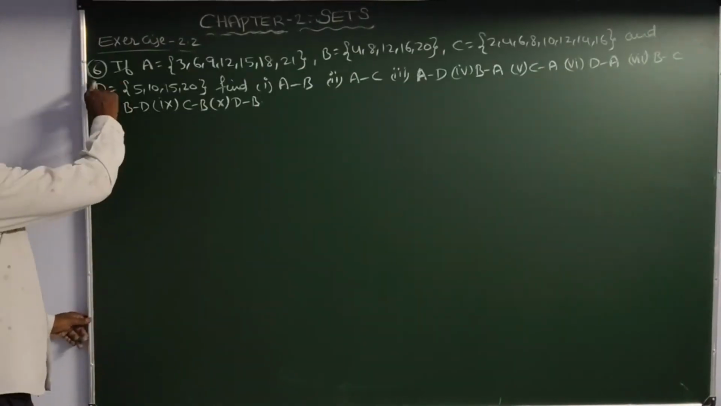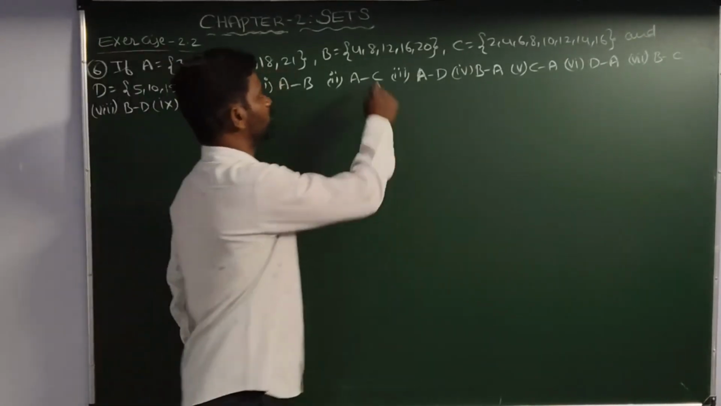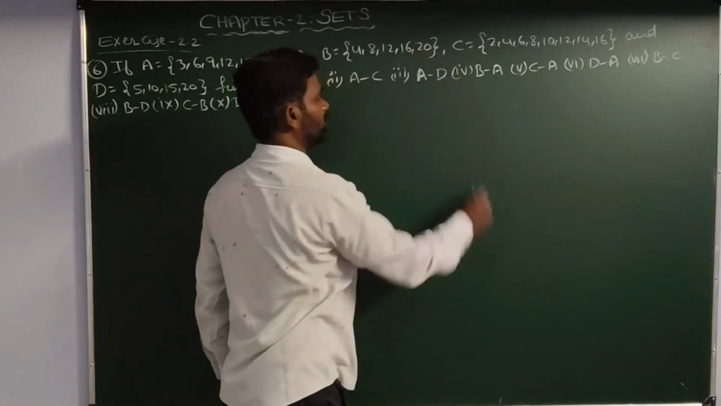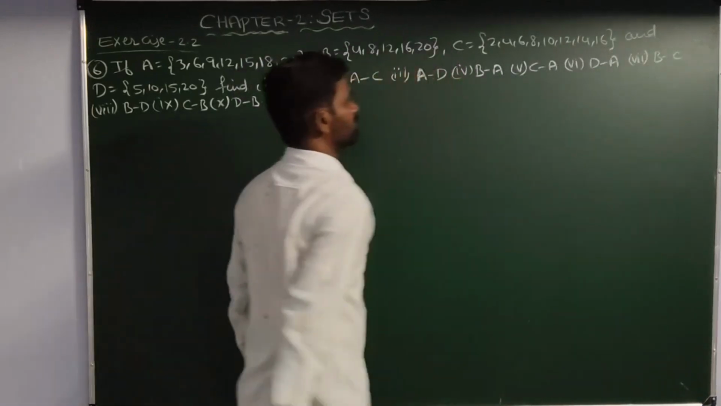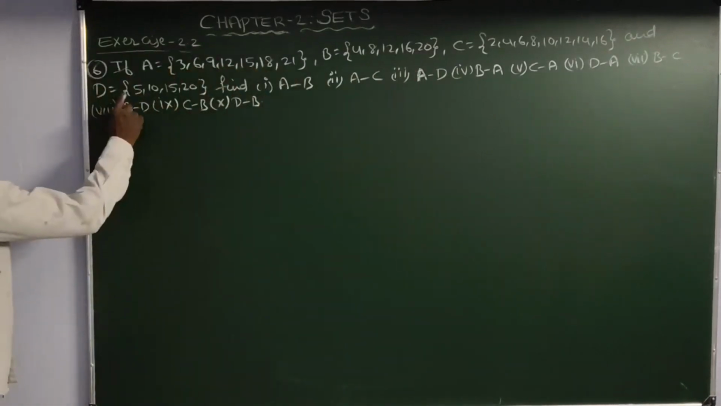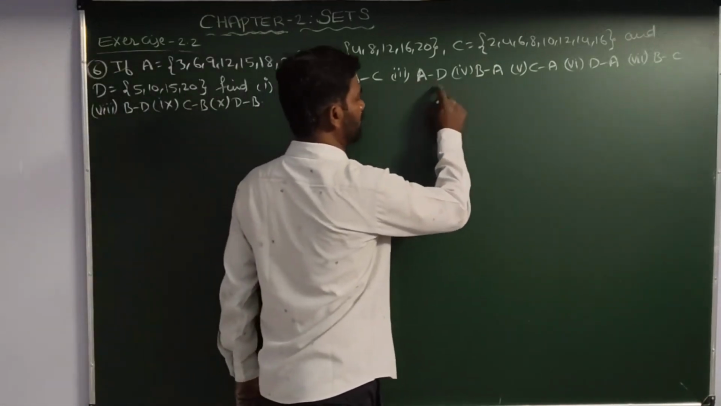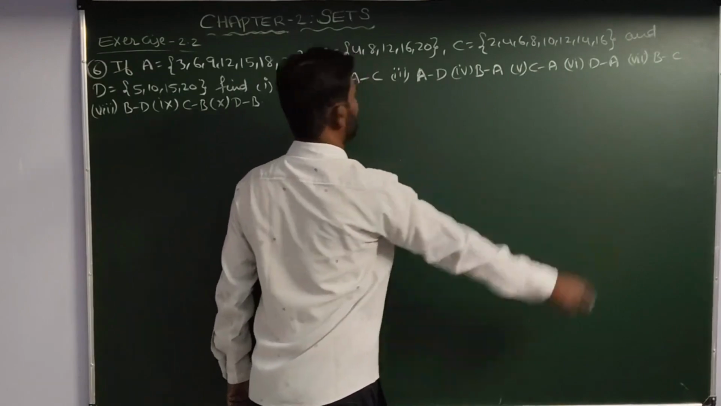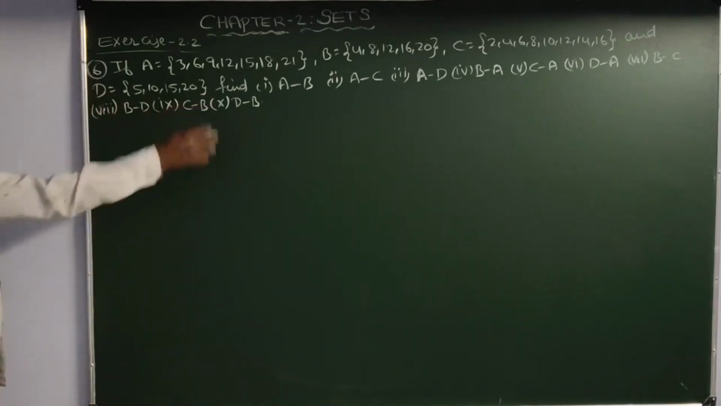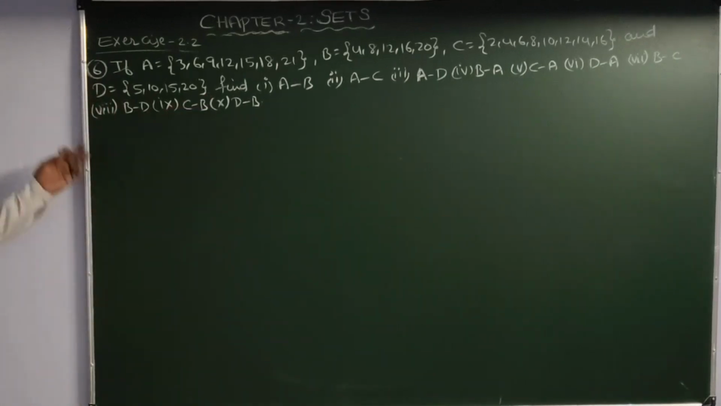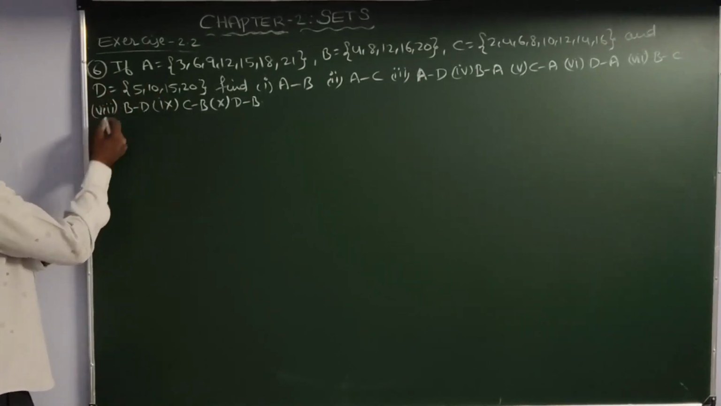Right, next, the sixth question. If set A is equal to {3, 6, 9, 12, 15, 18, 21}, set B is equal to {4, 8, 12, 16, 20}, C is equal to {2, 4, 6, 8, 10, 12, 14, 16} and D is equal to {5, 10, 15, 20}. Find A minus B, A minus C, A minus D, B minus A, C minus A, D minus A, B minus C, B minus D, C minus B and D minus B. Ten questions we have to solve. So let us solve.